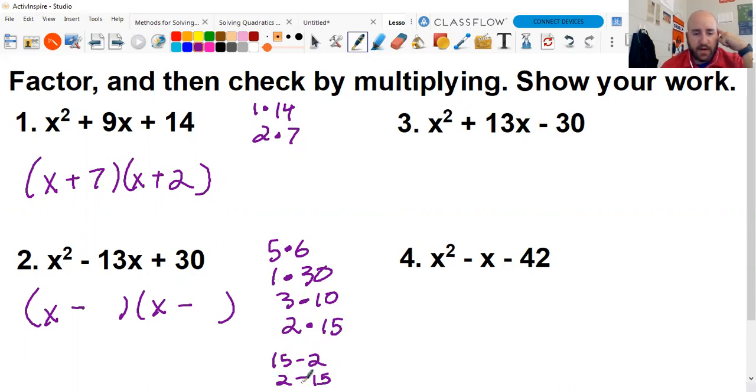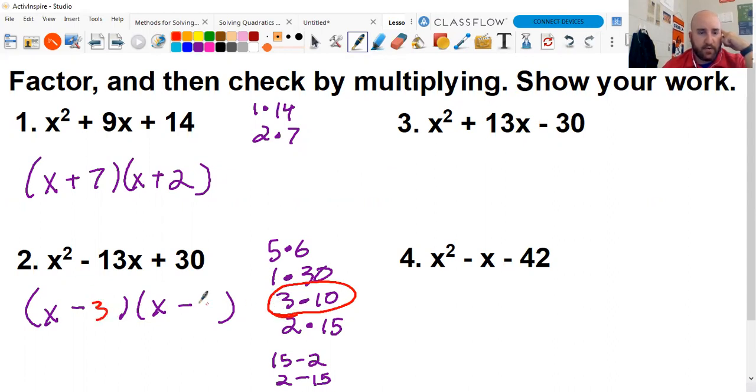Well, let's look at what I wrote out down here. I did 2 minus 15. This is a positive 2. Okay, it has to be positive. If I did 2 and 15 there, this would give me negative 17. Negative 2 plus negative 15 is negative 17. So that one wouldn't work. So it's got to be 3 and 10.